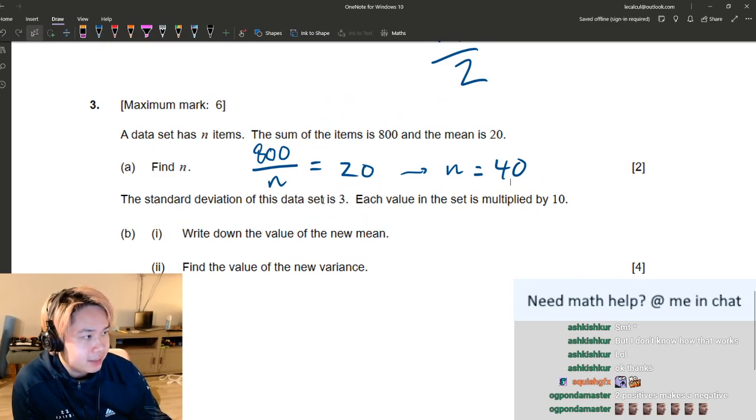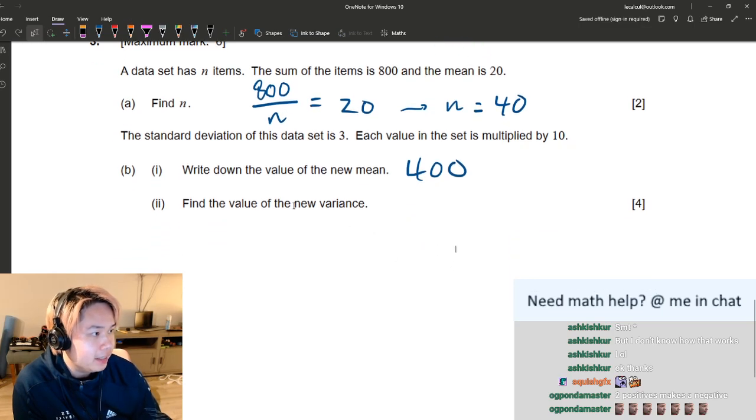The standard deviation of this data set is 3, sure. And then for some reason we multiply each value by 10. So what's the new mean going to be? We just take the old mean and then we multiply by 10 as well. So the new mean is going to be 400.